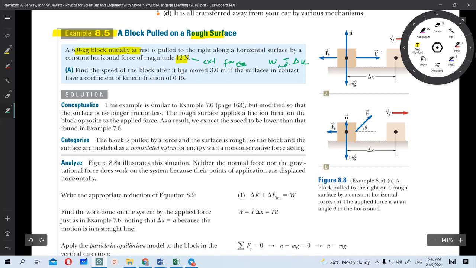Alright, I'm going to show you my technique and then we will proceed to look at how the book itself solves it. So the question is, if the distance traveled is 3 meter and the coefficient of friction is as given, what will be the speed?